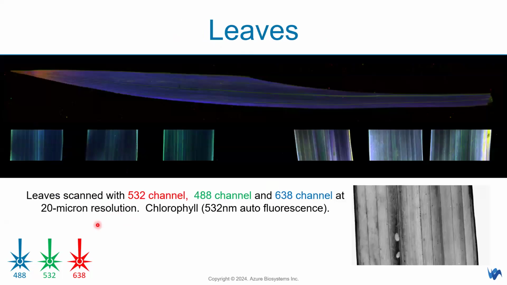And of course, leaves. They are scanned at three channels, side 2, side 3, and side 5, and the crop because they want to look at the chlorophyll, which is at the side 3 channel here. So this is scanned at 20 micron resolution on leaves. This image is converted to grayscale, so you can visualize the signal intensity clearly, or for your manuscript publication purposes.